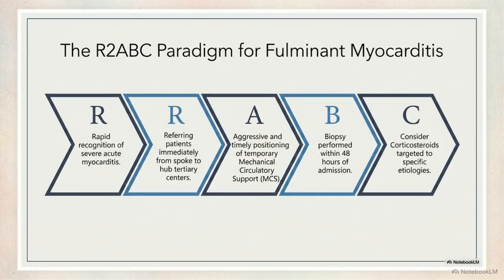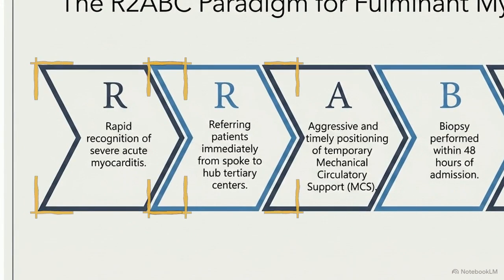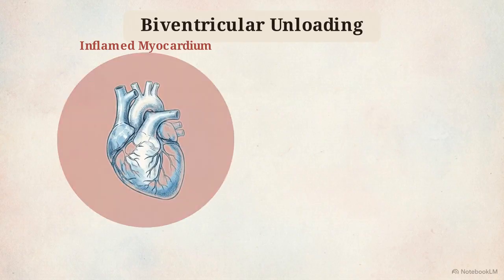This chart maps the R2-ADC paradigm, the strict clinical blueprint required to keep these patients alive. It starts with 2 R's, rapid recognition of shock and immediately referring the patient to a tertiary hub. A stands for aggressive positioning of mechanical circulatory support. This process involves a technique called biventricular unloading.